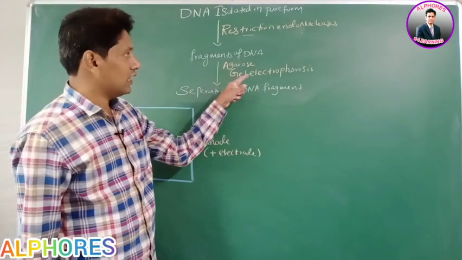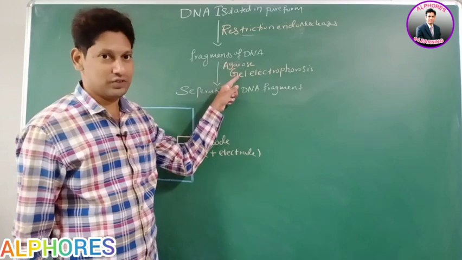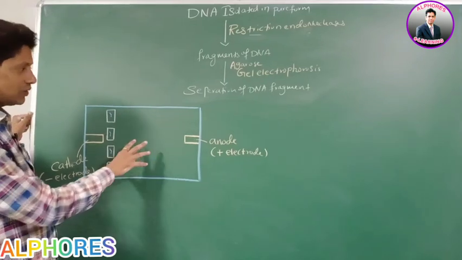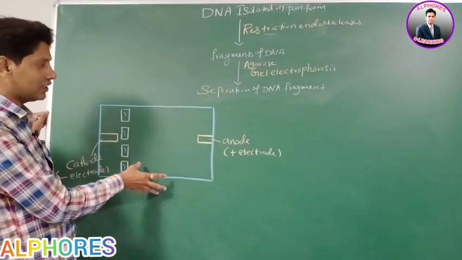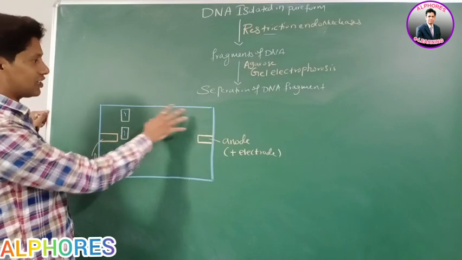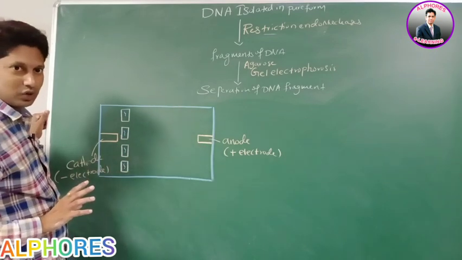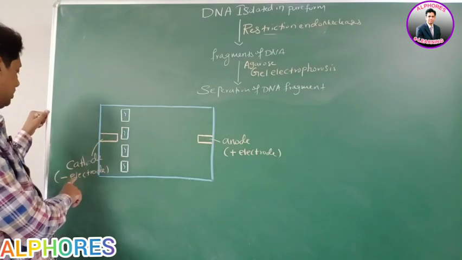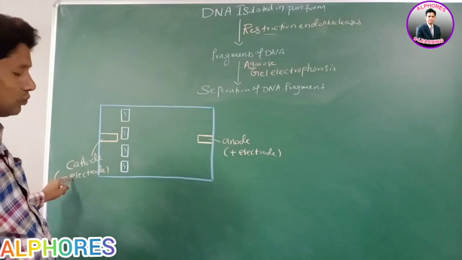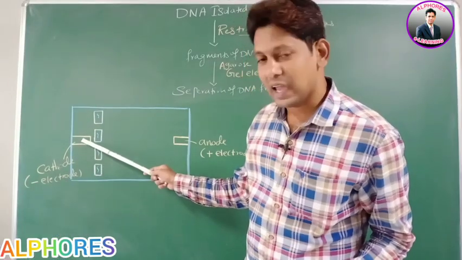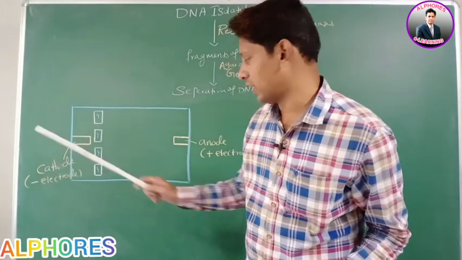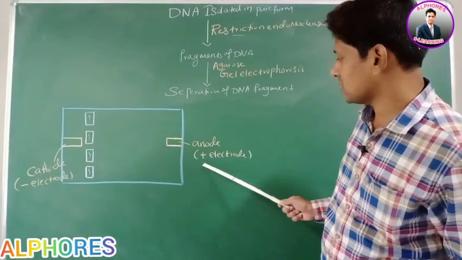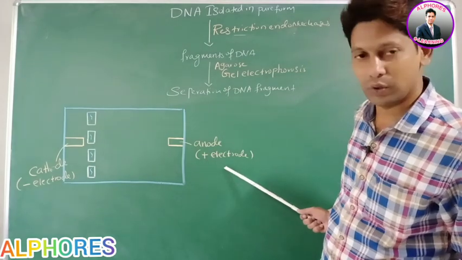Right, agarose gel electrophoresis. Now this is the kit. We are not speaking about a PCR kit. This is the kit in which gel electrophoresis takes place. In this kit, two electrodes are present. This is the cathode, the negative electrode. Whereas this is the anode, the positive electrode. Is it okay?